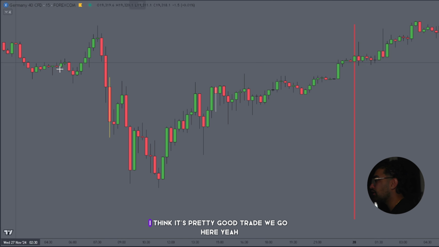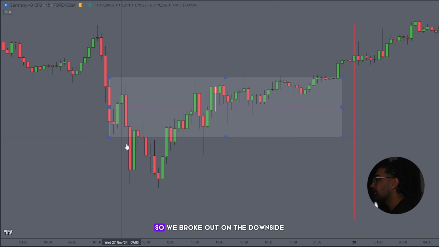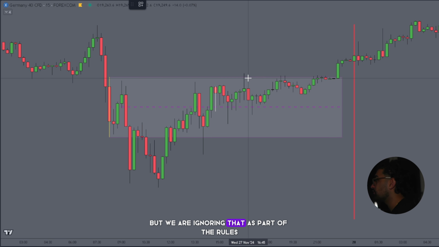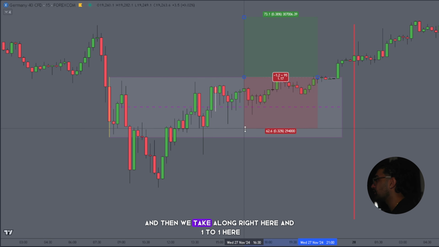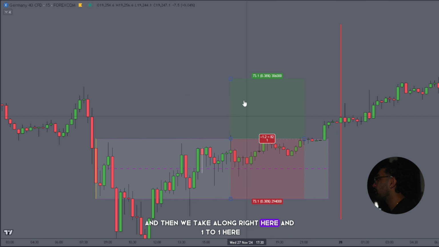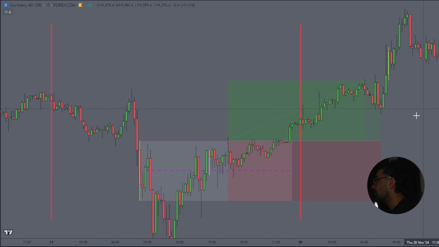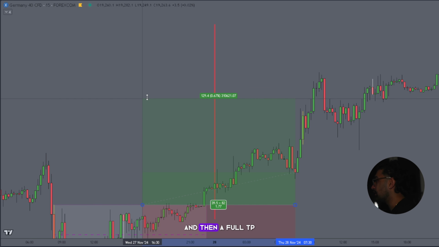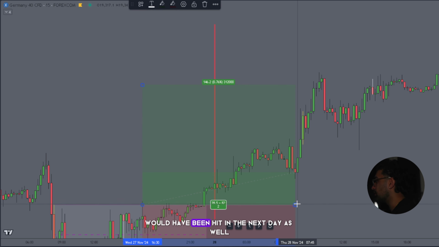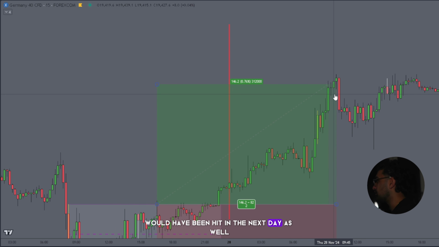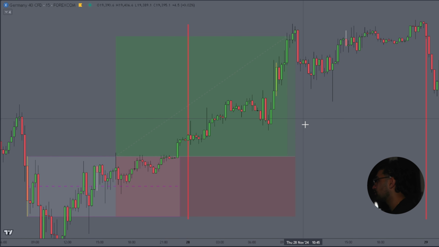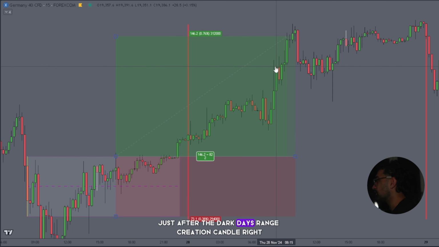This side right here, I think it's a pretty good trade we got here. Yeah, so we broke out on the downside, but we are ignoring that as per the rules, and then we take a long right here, and at 1-to-1 here we would have broken even into the next day, and then a full TP would have been hit in the next day as well, next day morning, just after the day's range creation candle, right?